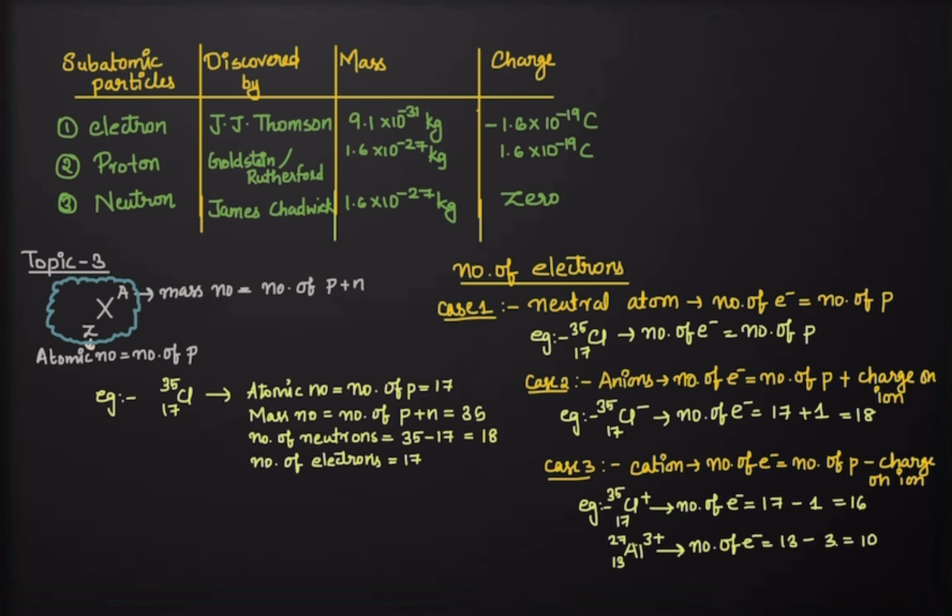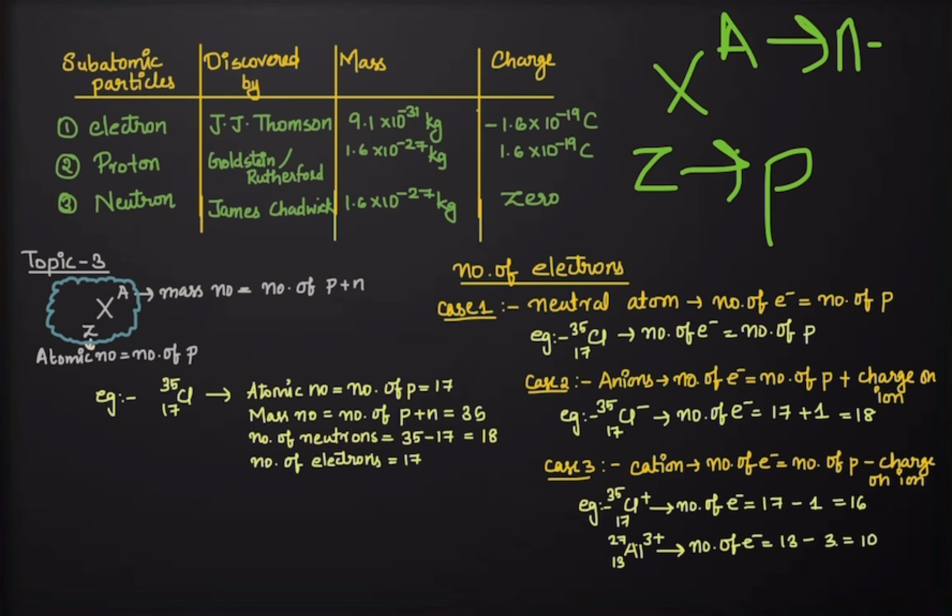An element is represented by X with A and Z. A is the mass number and Z is the atomic number. Z, the atomic number, means the number of protons, and the mass number means the number of neutrons plus the number of protons, which together are known as nucleons. Z is the atomic number, equal to the number of protons.